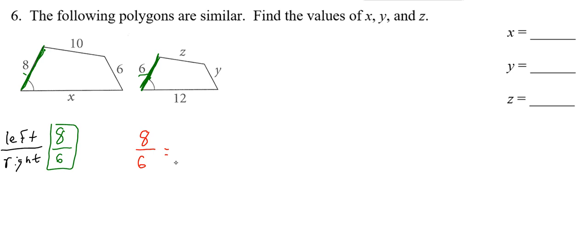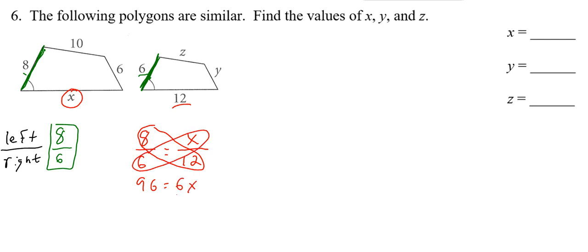Okay, and I'm going to solve for x. So x is on my left side, and that corresponding side is 12 for my right side. So now as I set up my proportions, I do 8 times 12, I get 96, equals 6 times x, 6x. Divide by 6, divide by 6, I get 16 is equal to x.